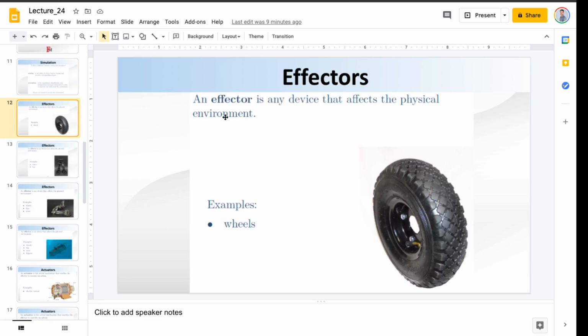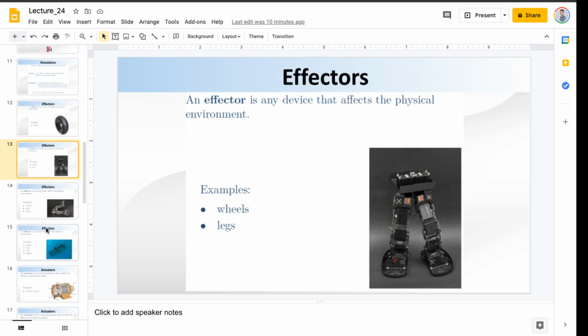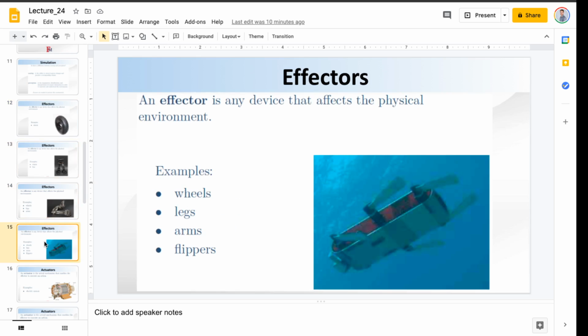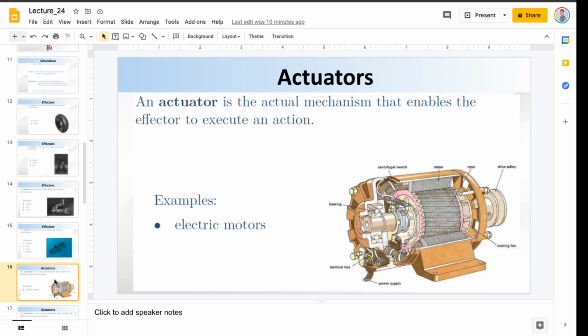Moving on, effectors. An effector is any device that affects the physical environment. Okay, so for example, a wheel, when it spins, it moves you in the environment, or it can actually hit someone, and it's going to affect the environment. Legs do the same thing. Arms, flippers, they flip the water.